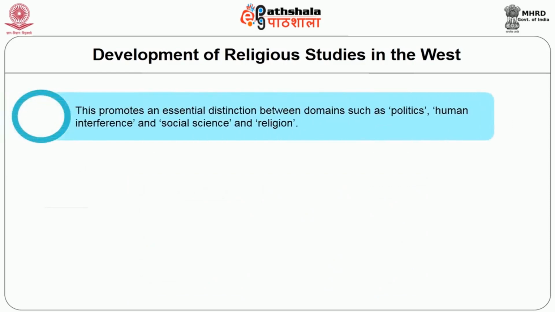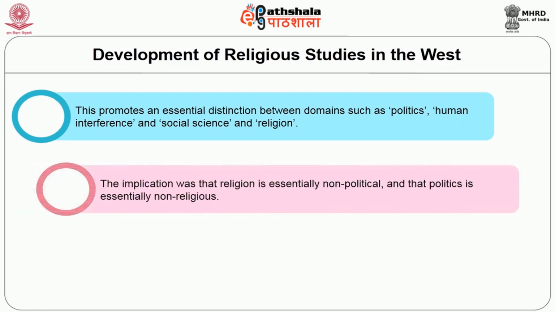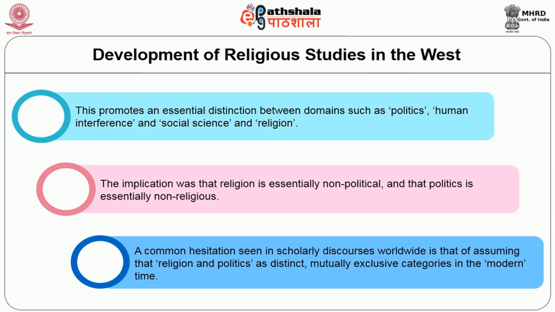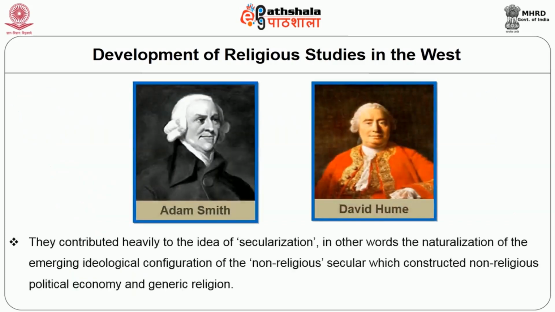This promotes an essential distinction between domains such as politics, human interference, and social science as secular and non-religious, and religion as non-political. The implication was that religion is essentially non-political and that politics is essentially non-religious. A common hesitation seen in scholarly discourses worldwide is assuming religion and politics as distinct, mutually exclusive categories in modern times. For example, Adam Smith and David Hume contributed heavily to the idea of secularization, in other words, the naturalization of the emerging ideological configuration of non-religious secular, which constructed non-religious political economy and generic religion.